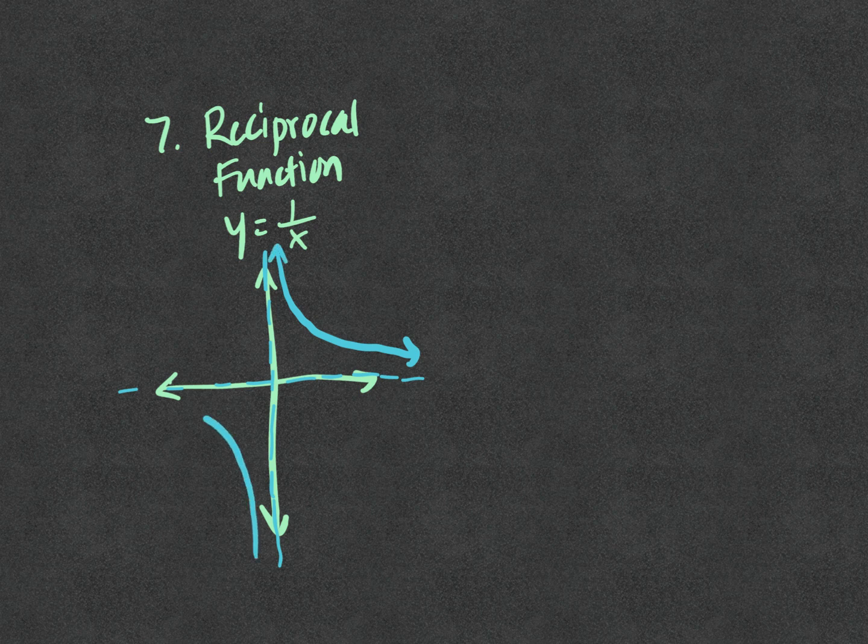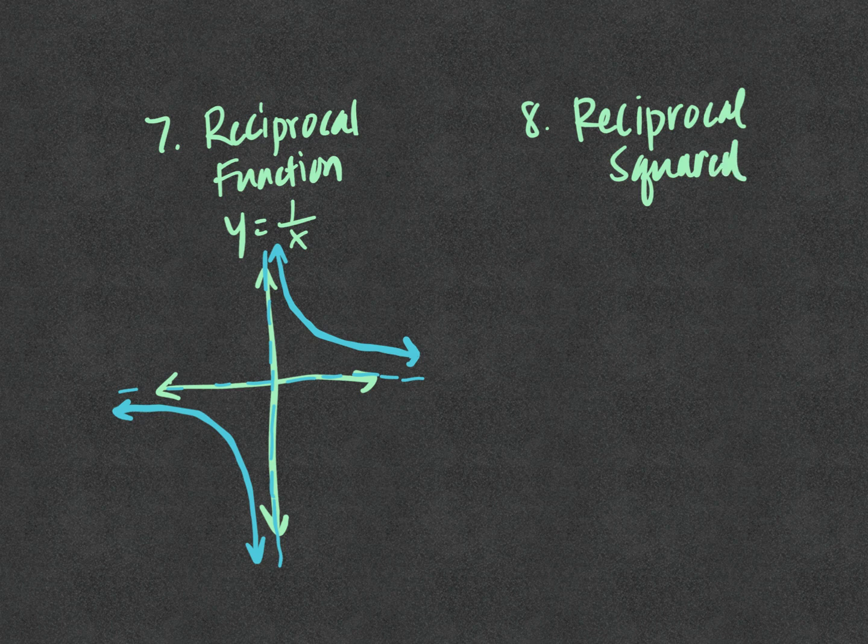And when the x value is positive, the y value is positive. And when the x value is negative, the y value is negative. So the sketch of the graph looks about like this. Number 8, we have the reciprocal squared function. So this is y equals 1 over x squared.